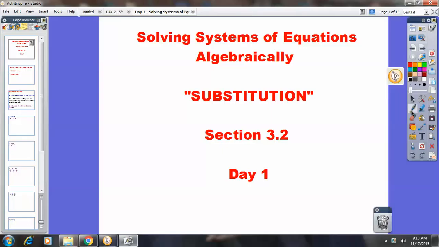There is another way to solve algebraically, and that's with elimination. And there's going to be times when substitution definitely works better, and there's going to be other times where elimination is going to work better. At this point, my goal for you is to solve by substitution.